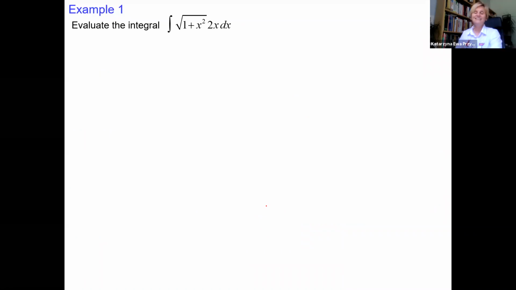Okay, let's try. Evaluate the indefinite integral of square root of 1 plus x squared times 2x dx. 2x is not under the square root. We do see square root of 1 plus x squared, and we also see 2x. Of course, the square root function is the compound function, and the inner function is 1 plus x squared. That's what we will decide. That's what we will do for the u substitution. Okay, u is 1 plus x squared.